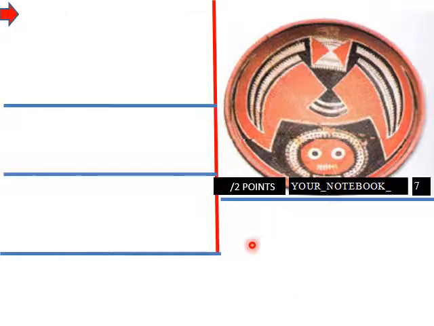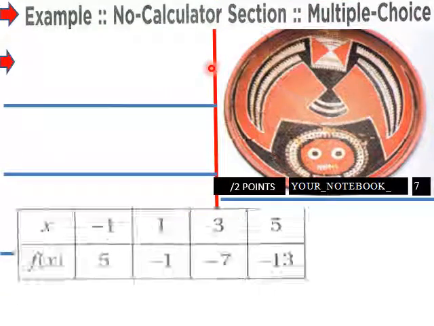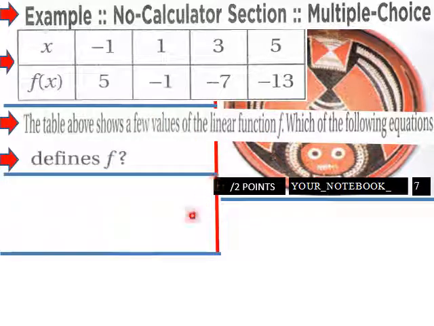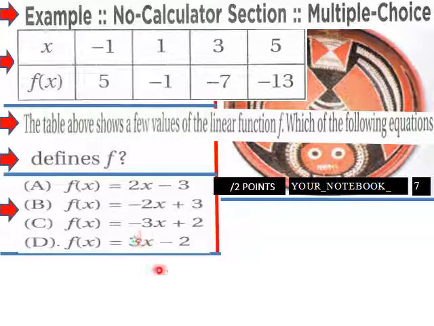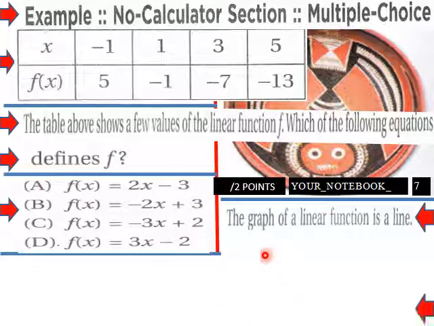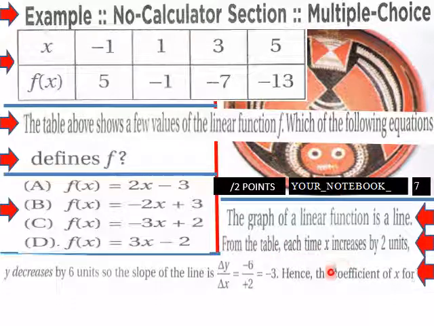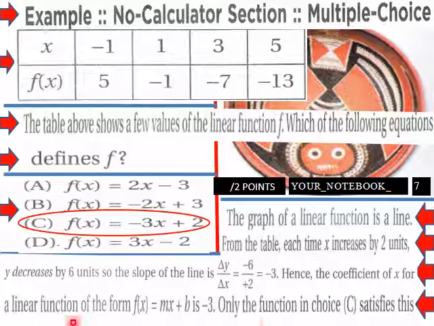Then page 7 of this lesson. No calc section, multiple choice. Here's a table. The table above shows a few values of the linear function f. Which of the following equations defines f? So here's our array of possibilities. The graph of a linear function is a line. From the table, each time x increases by 2 units, y decreases by 6. So the slope is -3, hence the coefficient for x would be -3 here. You would know that much.